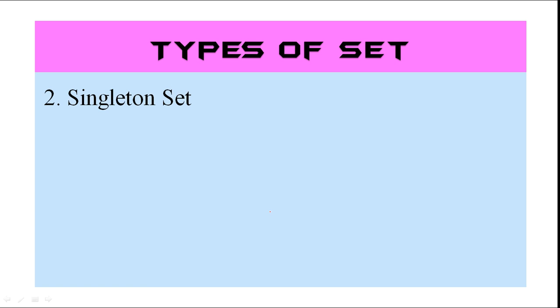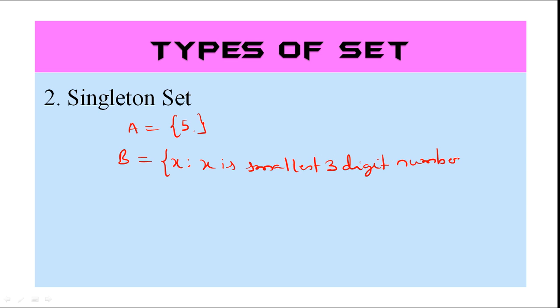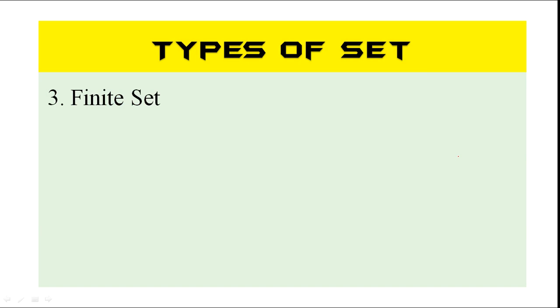A set having only a single element is known as a singleton set. Suppose I write set A is equal to {5}. Okay, if I write B is equal to {x : x is the smallest 3-digit number}, you know it very well that the smallest 3-digit number is unique, that is 100. So this is also a singleton set. A set consisting of a single element is termed a singleton set. Is that clear? Okay.